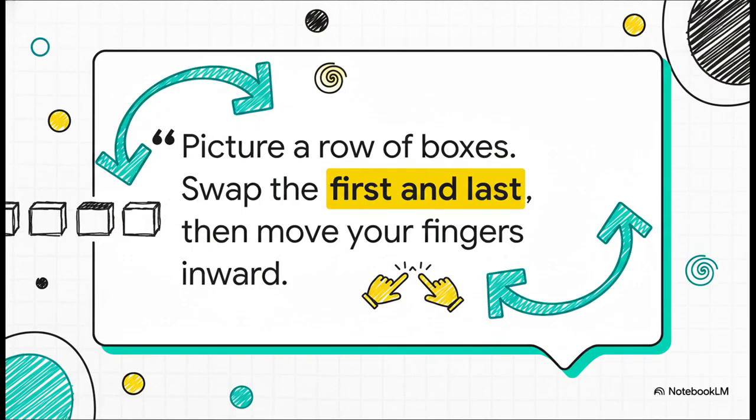Place one finger on the first box and one on the last. Swap their contents. Then move your fingers inward. This is just a brilliant analogy for a super common in-place pattern called the two-pointer technique. To reverse an array, you don't need to create a whole new one. You just start at both ends and work your way toward the middle, swapping as you go. It's so elegant and crazy efficient.